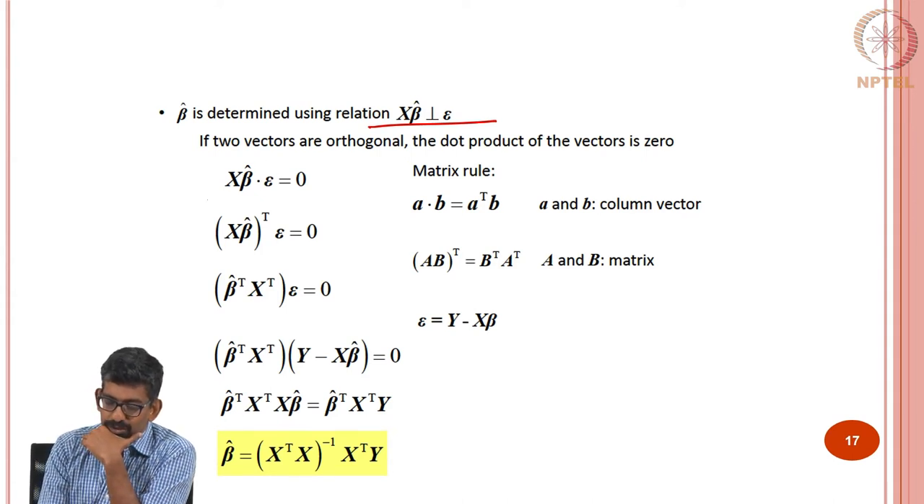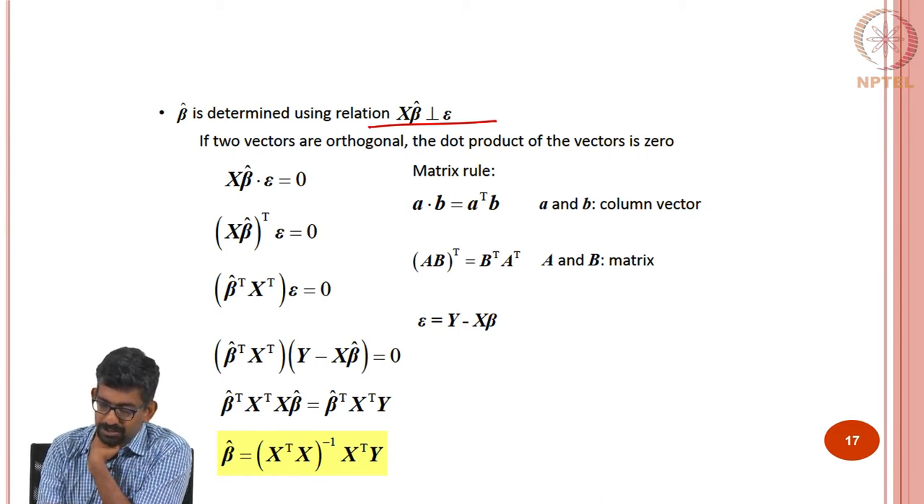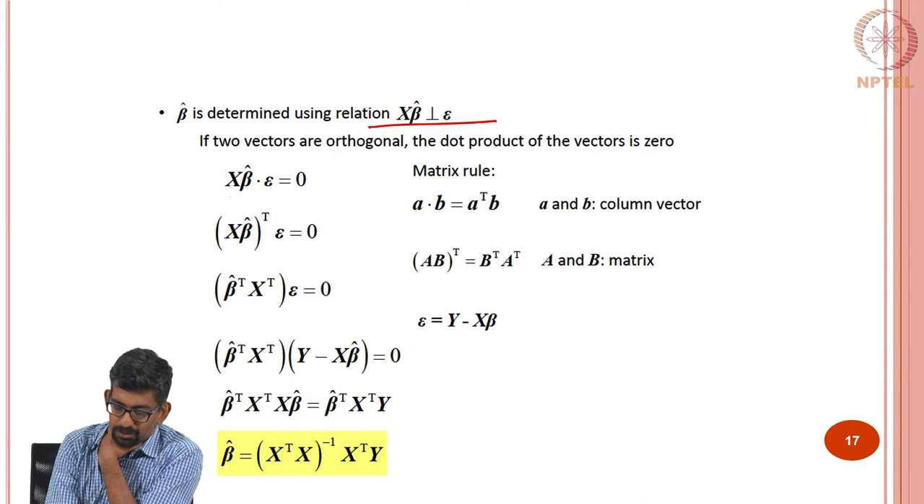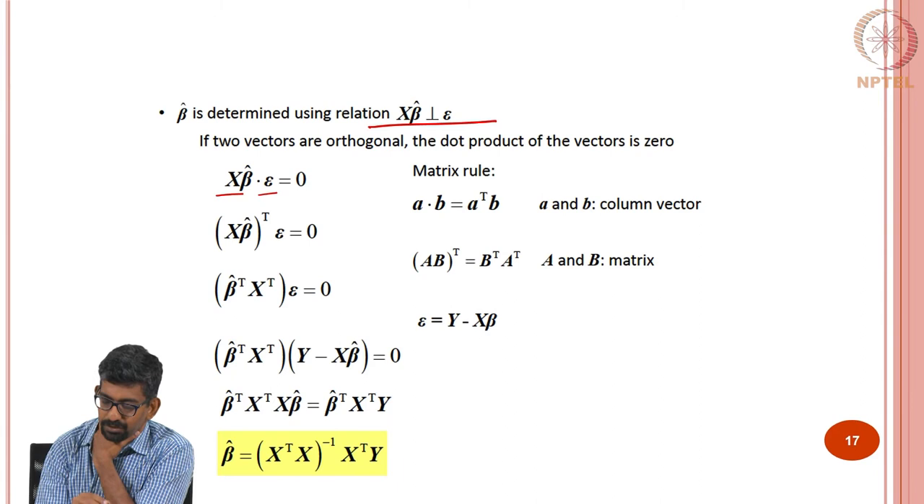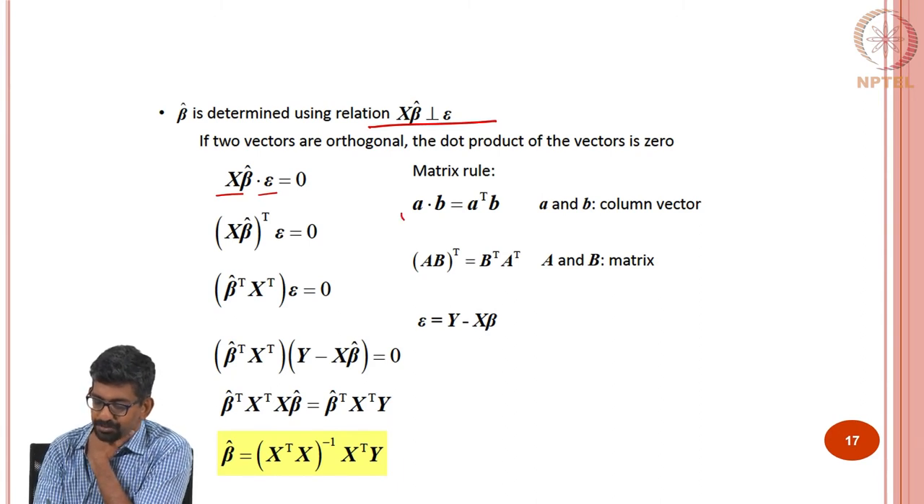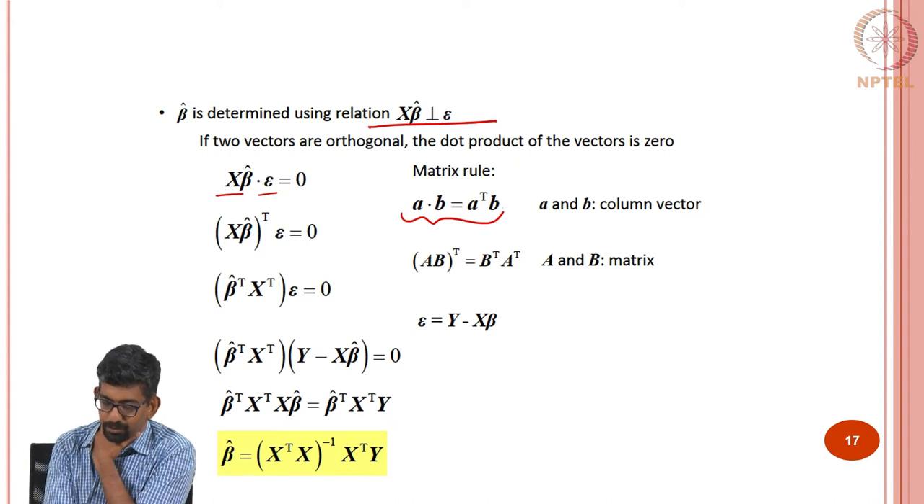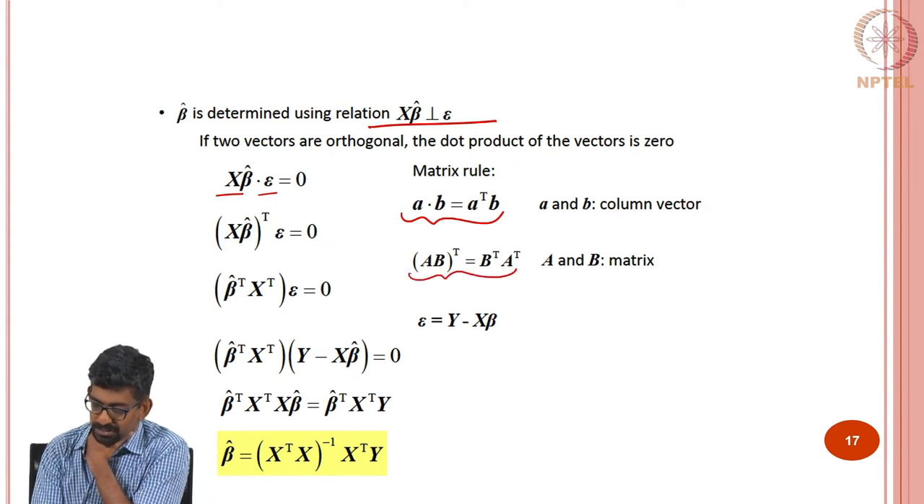You need to know a little bit of matrix. You need to be able to appreciate, but I am sure you can do that, okay? If two vectors are orthogonal, what do you know? The dot product of the vectors is 0, okay? So the two vectors that we are talking about are x beta and epsilon, okay? Their dot product is equal to 0. But there is also a matrix rule that says A dot B is equal to A transpose B. So what I am doing is I am making this guy transpose times error equal to 0. There is another rule that says AB transpose is equal to B transpose A.